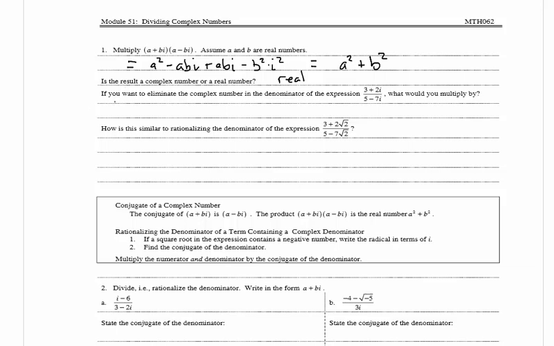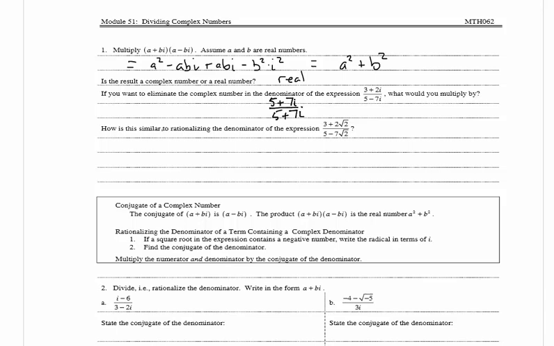And now, if you want to eliminate the complex number in the denominator of the expression 3 plus 2i divided by 5 minus 7i, what would you multiply by? And we would multiply by the conjugate of the denominator, which is 5 plus 7i divided by 5 plus 7i.